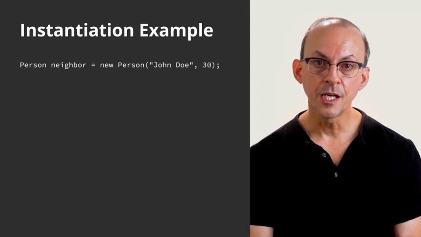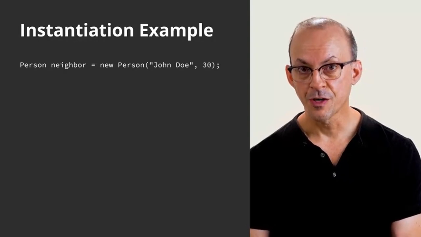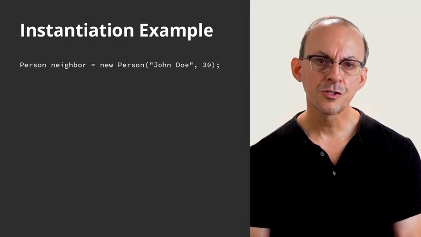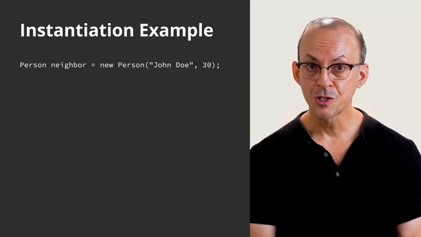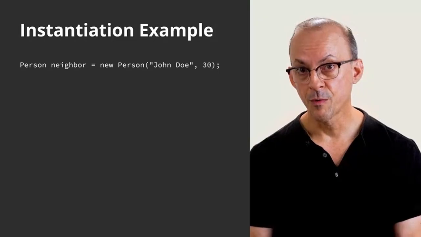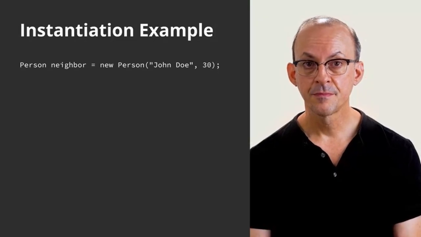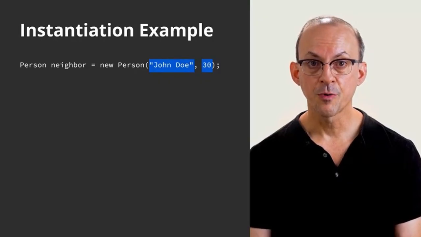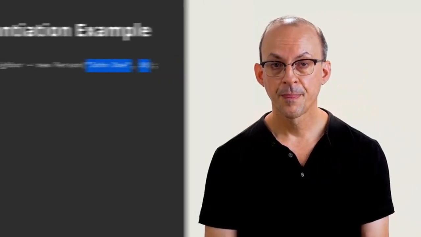They use the new keyword, followed by the class constructor, which is a method and therefore followed by parentheses. The constructor requires a parameter with the type string for the name and a parameter with the type int for the age. In this case, they pass John Doe for the name and 30 for the age as parameters to the constructor. The neighbor variable now contains an instance of the person class, or a person object.